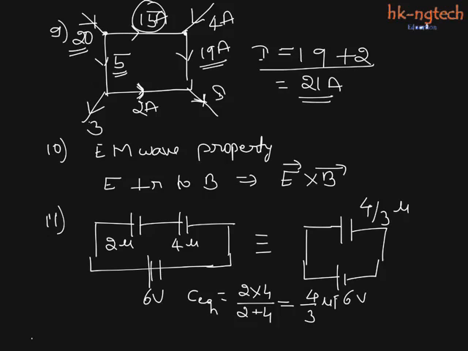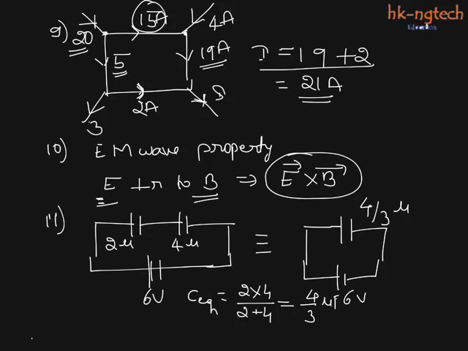The 10th question is: if vector E and vector B represent electric and magnetic field vectors of an electromagnetic wave, the direction of propagation of the wave is along. We know the property of EM waves is that E and B are always perpendicular to one another. So they must travel in the direction of E cross B. That is the answer for that.